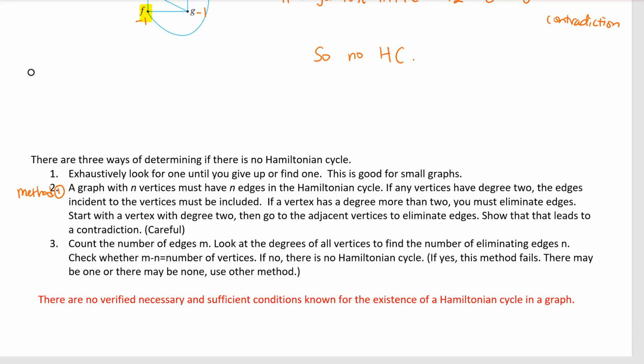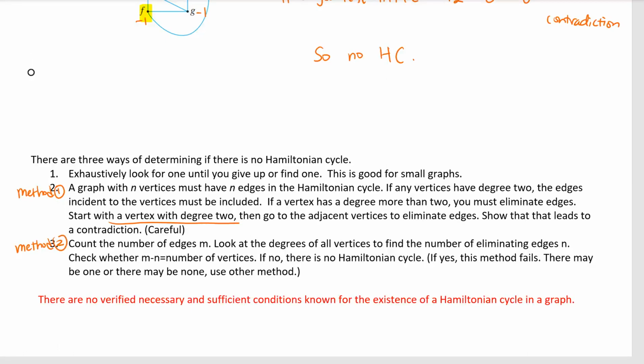If any vertex has degree 2, the edges incident to that vertex must be included. If a vertex has degree more than 2, we must eliminate edges. So start with a vertex with degree 2, then go to the adjacent vertices to eliminate edges. Show that leads to a contradiction. So this is useful if in the graph we have some vertices with degree 2, then we can start with those vertices. But what if we don't have a vertex with degree 2? Then we need the second method.